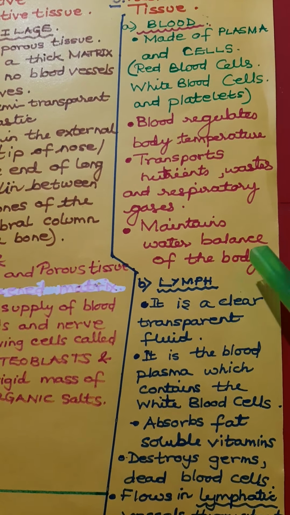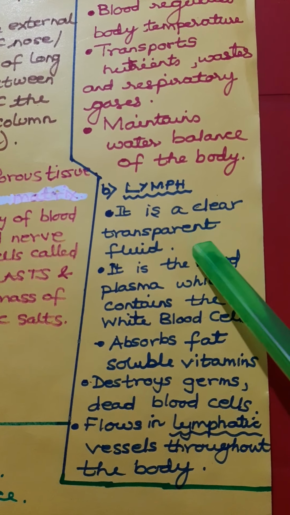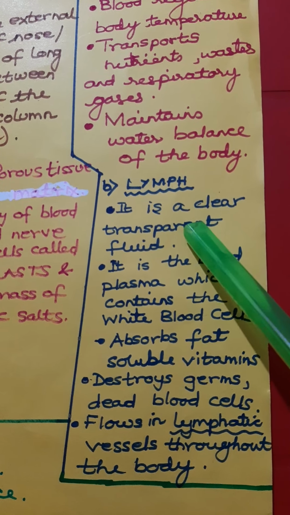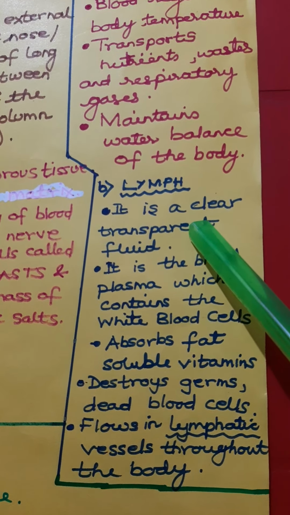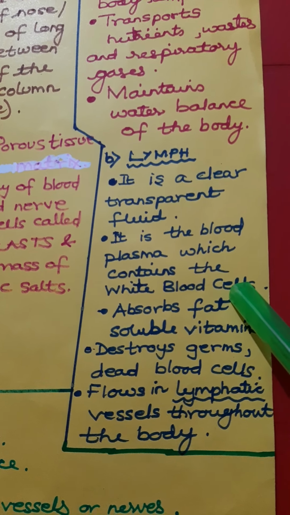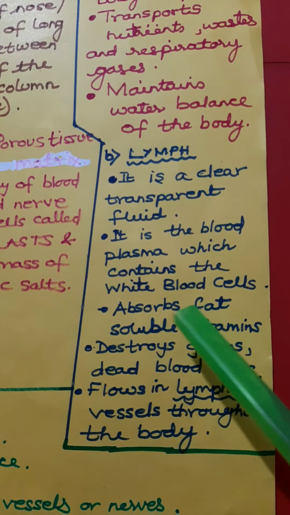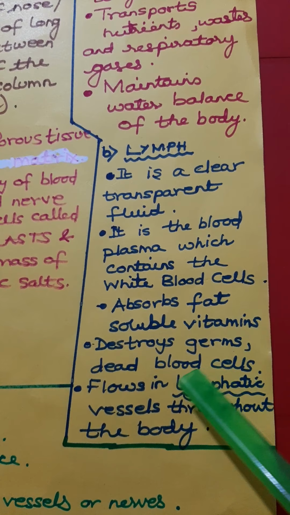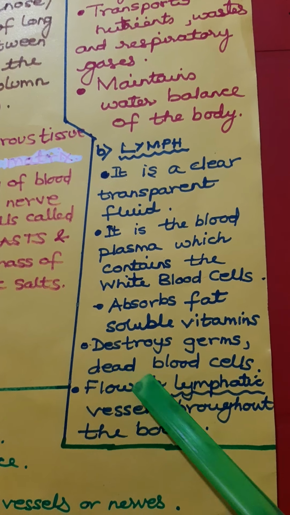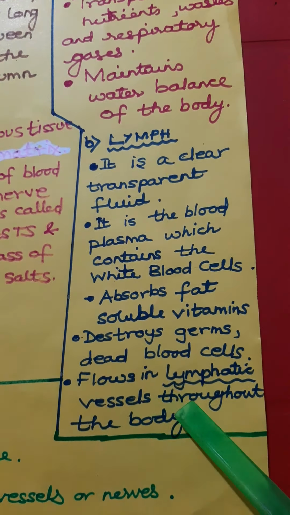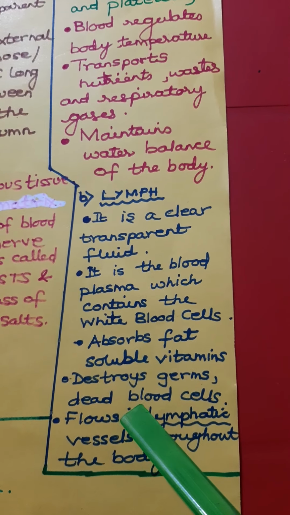Now the next fluid connective tissue is the lymph. The lymph is a clear, transparent fluid. Okay? No red color in it because it does not have any red blood cells. It is the blood plasma. It contains white blood cells. Okay? What does it do? It absorbs fat soluble vitamins, destroys germs and dead blood cells. It has its own vessels called lymphatic vessels in which it flows throughout the body.